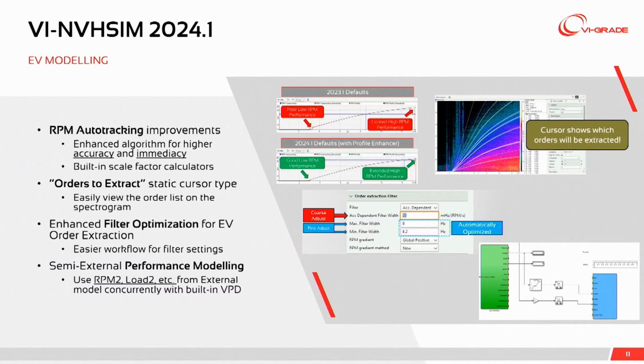Okay, a couple of points on NVH Sim, which is new. There's a fair amount of work that's gone into trying to make modeling for EVs improved. EVs are a challenge because you can have multiple sources, and order tracking is a critical part of that process. There's some RPM auto tracking enhancement algorithms that have been put in.